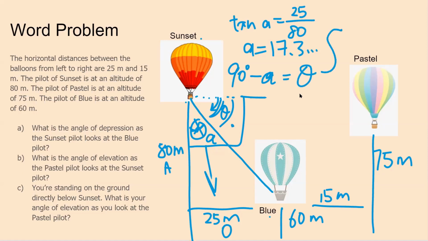I'm going to move this up here so there's more room. Theta is equal to 90 minus 17.35, which is 72.64. Let's just round it up to the nearest whole, 73 degrees. That is the angle for answer A. It equals 73 degrees.